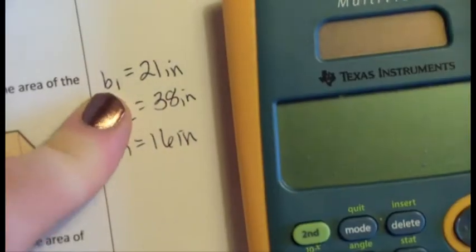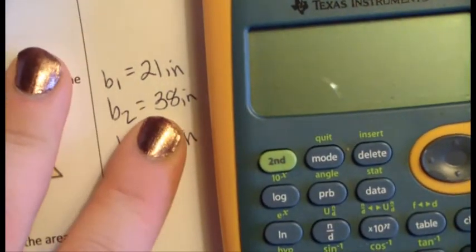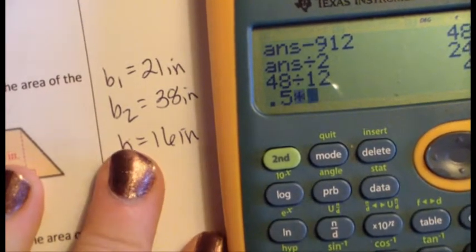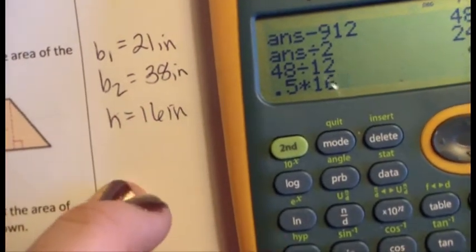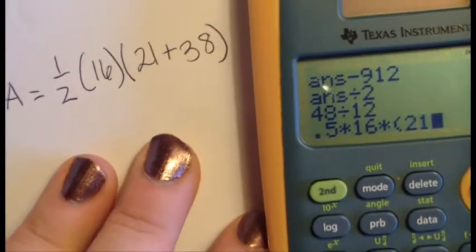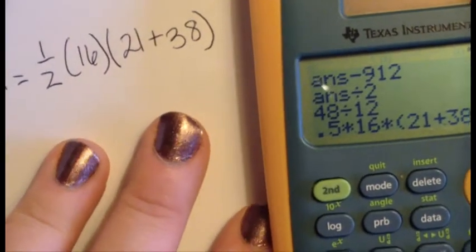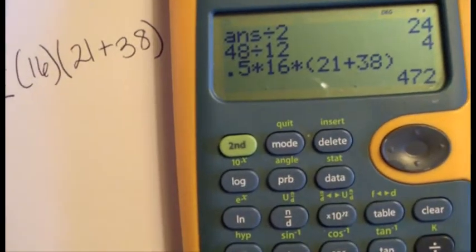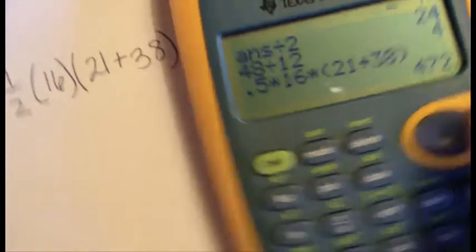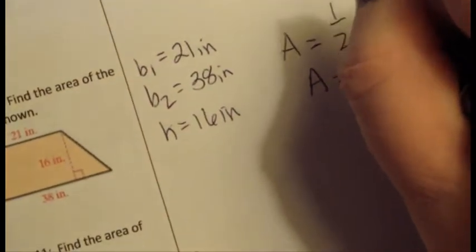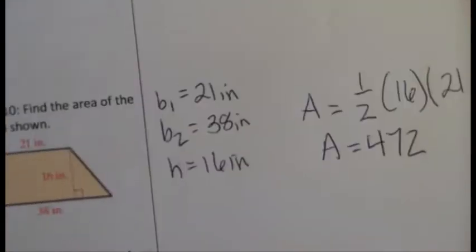And this you can plug straight into your calculator. Again, I'll use 0.5 instead of the fraction for 1/2. So 0.5 times 16 times, and then in parentheses, make sure when you're adding the bases in your calculator that you put them in parentheses. And then hit enter, and you get 472. So our area is 472. And again, we're talking about area, so it's units squared. Since we're working with inches, it's going to be inches squared.